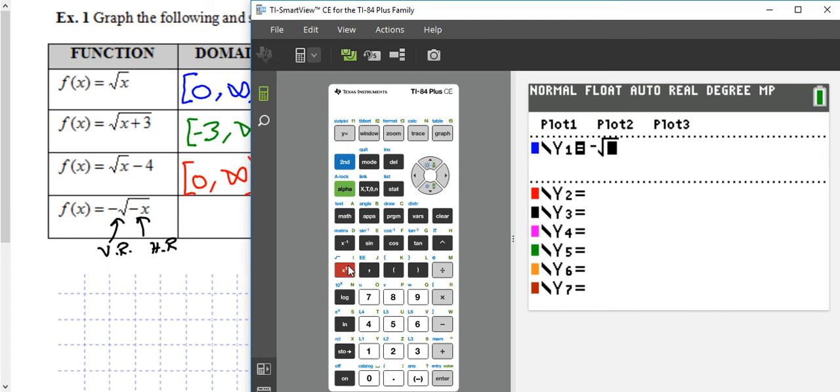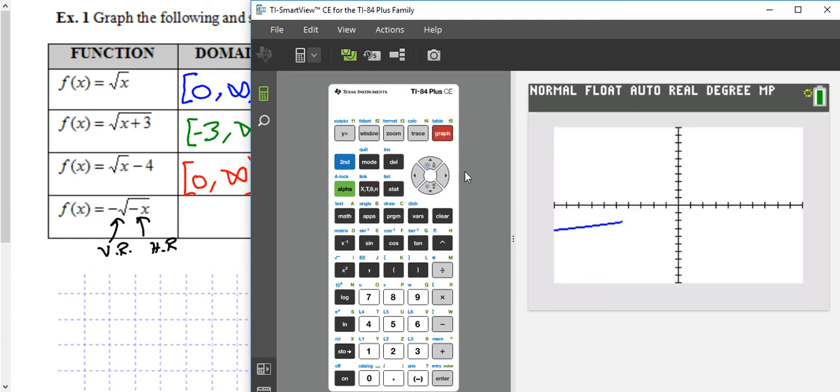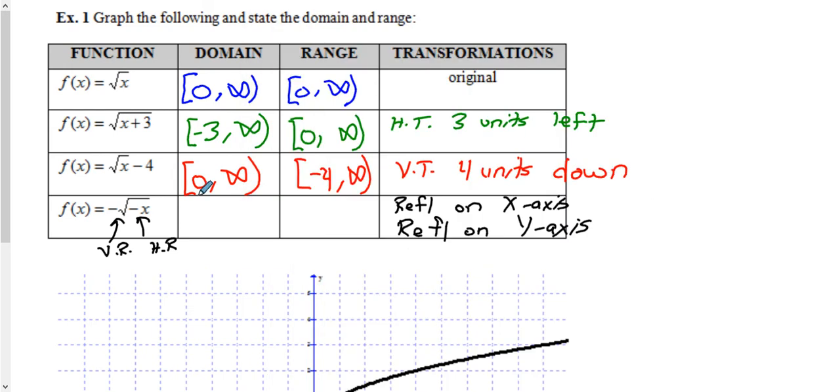So I have negative square root of negative x. There we go. Hit graph, and that's what we get for our new domain and range. So my domain is going from negative infinity all the way up to 0 there, and it stops at 0. And my range is from negative infinity going up all the way to 0 there as well. So I have from negative infinity going up to 0, including 0 for domain, and from negative infinity going up to 0, including 0 for my range.